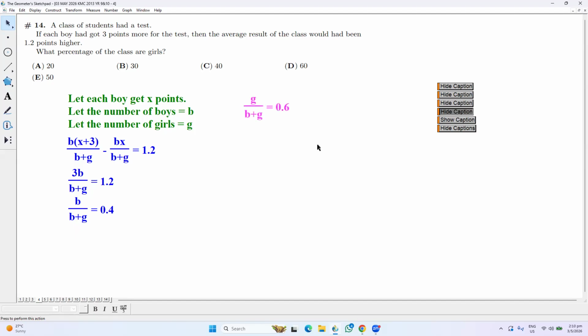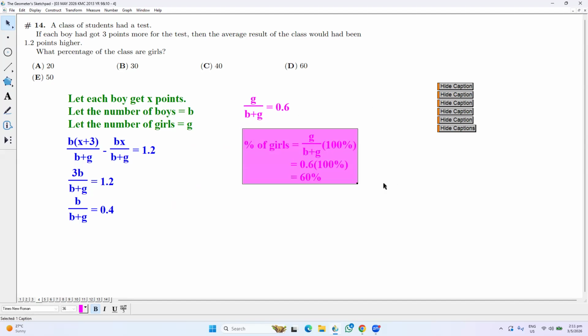Then we know G over B plus G will be 0.6, because B plus G over B plus G is equal to 1. So the girls' percentage is 0.6. Percentage is times 100%, so we get 60%.